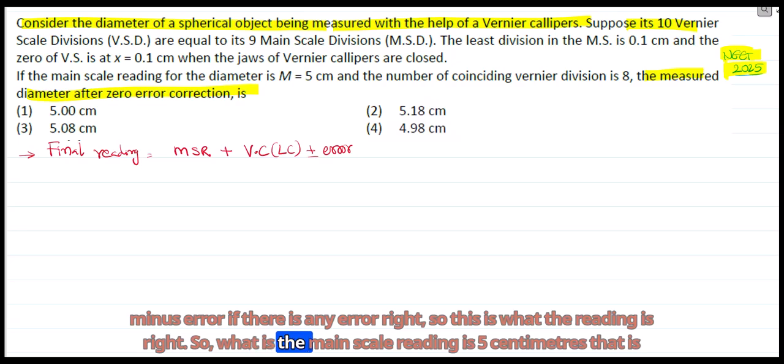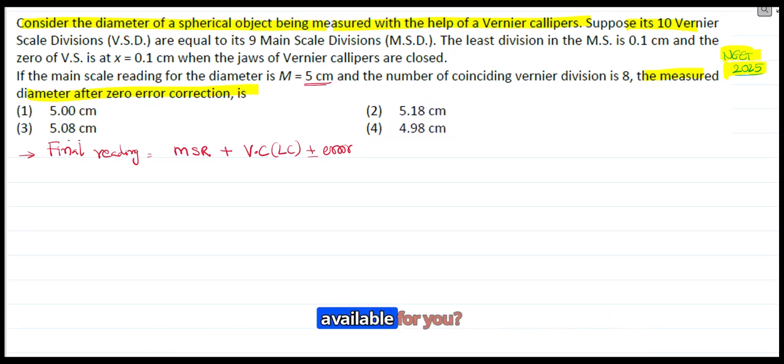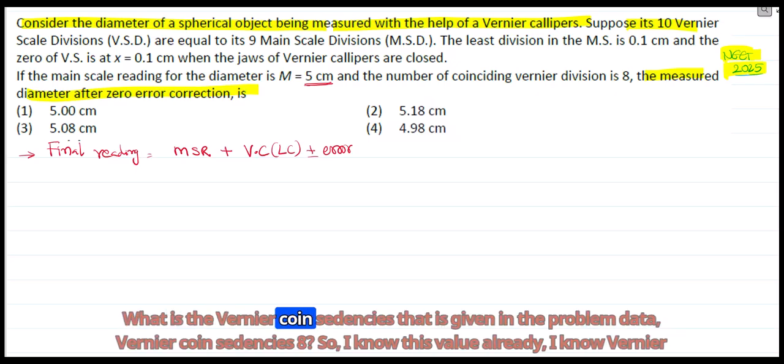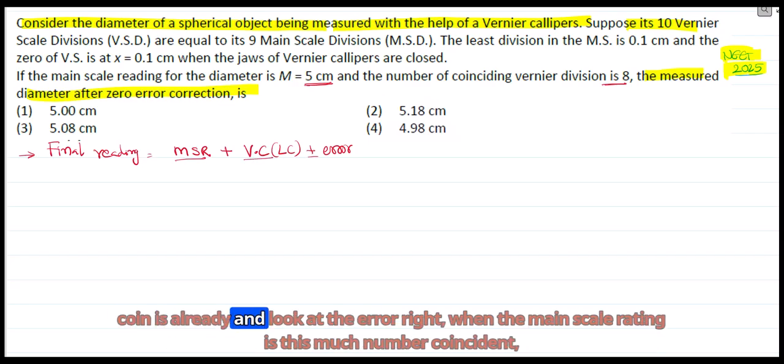The main scale reading is 5 centimeters, that is available for you. The Vernier coincidence is given in the problem, that the Vernier coincidence is 8. So I know this value already. I know the Vernier coincidence already. And look at the error. When the main scale reading is this much, the number coinciding is 8.